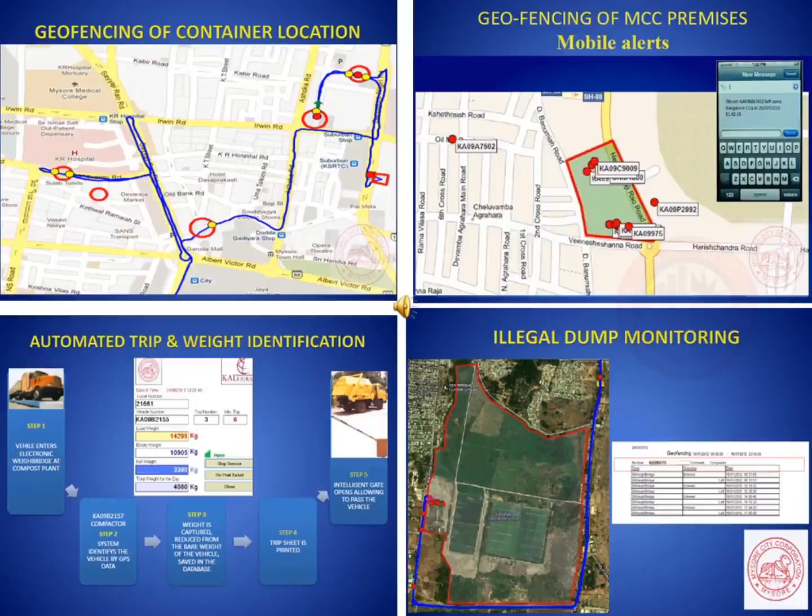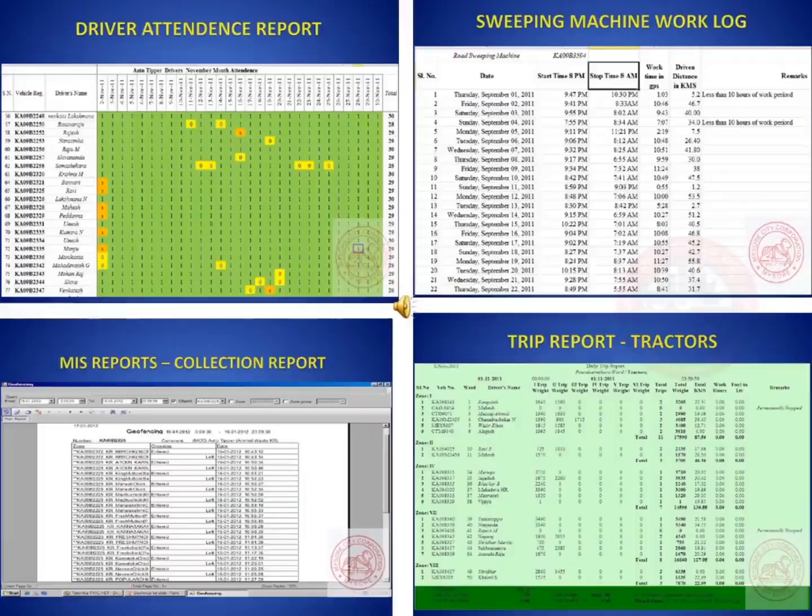This GPS controlling system has data of each solid waste disposing vehicle, ward-wise container locations, city boundary, automatic trip sheet, weight identification, illegal dump monitoring, driver attendance report, vehicle trip reports, management information reports, log extract of each vehicle, etc., running in real-time operation.